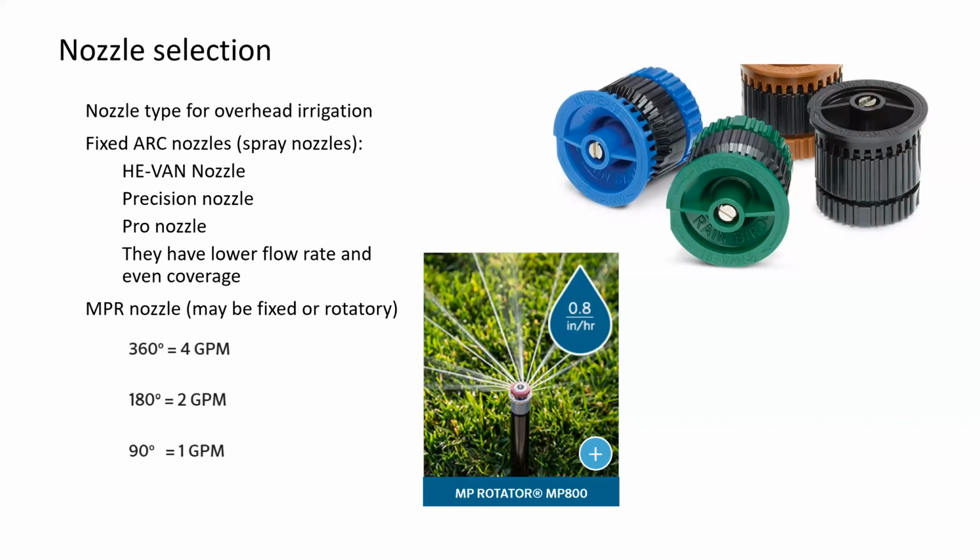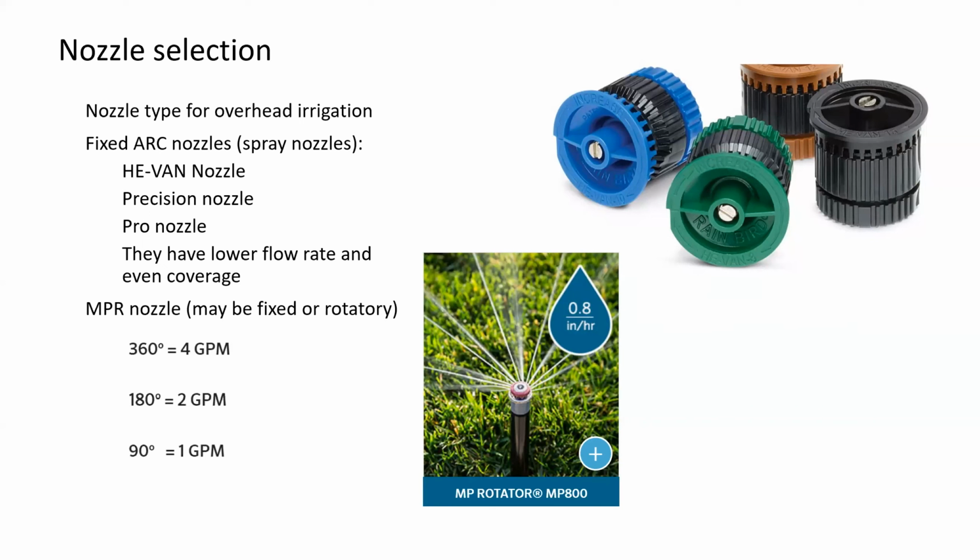So all of these high efficiency nozzles use less water, somewhere from 20 to 30% less water, and they have a lower flow rate. So you save water. You basically save water, and you are more efficient.